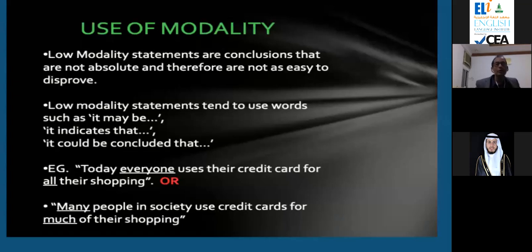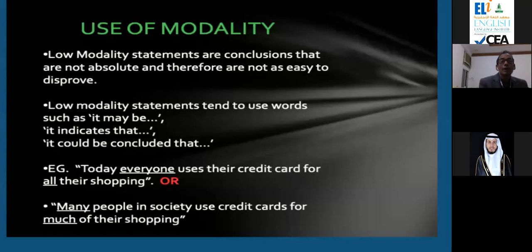Now the word is modality. Modality refers to the way we go about it. If you go for low modality statements or conclusions, you don't have to be so demanding and overgeneralize that what you are asserting is the only right way of saying it or doing it. In fact, it saves you from getting disapproved and looked down upon in the academic arena.